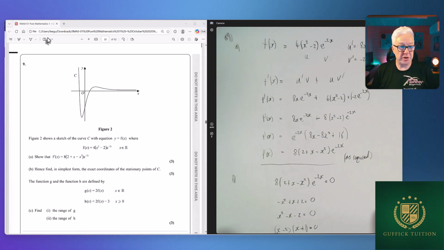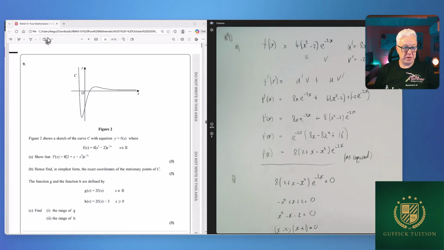Hello everyone, we've got a functions question here. It says Figure 2 shows the sketch of a curve with the equation y equals f of x, where f of x equals 4 times (x squared minus 2) times e to the minus 2x. Show that f dashed of x is equal to 8 times (2 add x minus x squared) times e to the minus 2x, 3 marks.